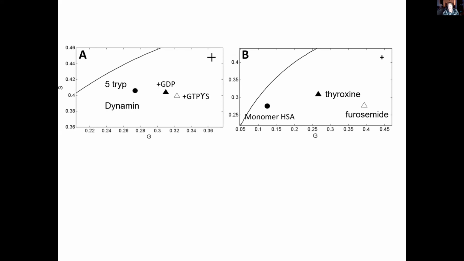Here's some other early studies. Dynamin, a protein I've worked on for years, has 5 tryptophans. Again, you get 1 point in the universal circle. When you add GDP, the lifetime properties of 1 or more changes, and GTP gamma S changes again. Here's HSA, which is almost single exponential, but not quite. And when you add thyroxine or furosemide that bind, it also changes the lifetime.